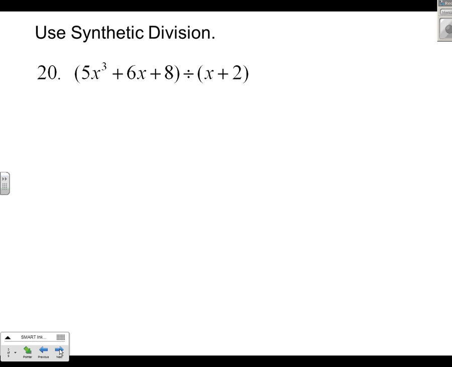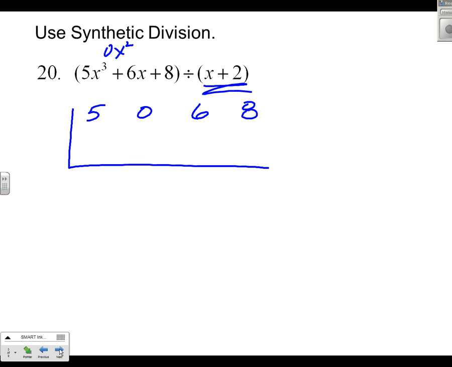Now we can synthetically divide. And to synthetically divide, we're going to set this up with coefficients. Notice I do not have an x squared term here. That creates a hole. So I have 5x cubed, no x squared, 6x, and a constant of 8. Dividing by x plus 2, synthetic division really works based on what I refer to as the most interesting value of x here, which is negative 2. It's really based on dividing by x minus k. So in this case, k is negative 2.